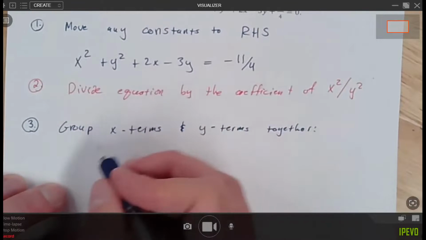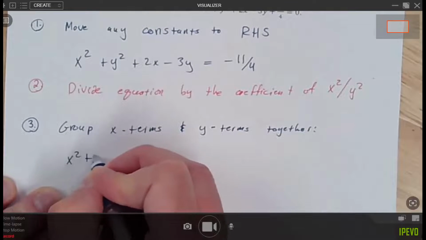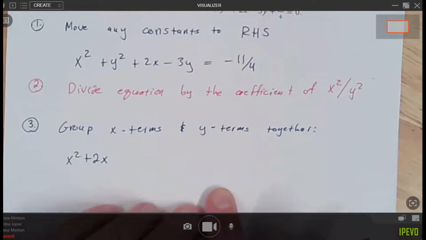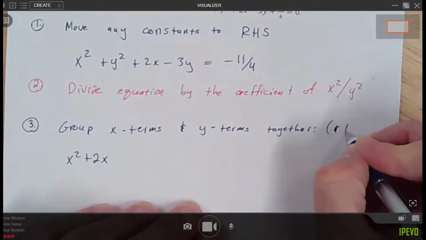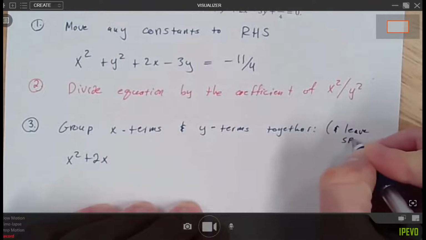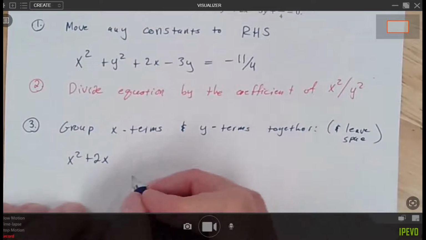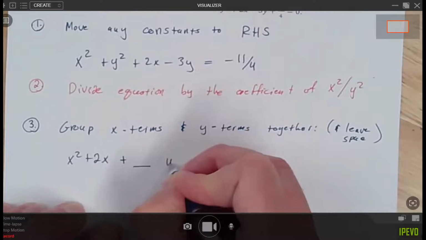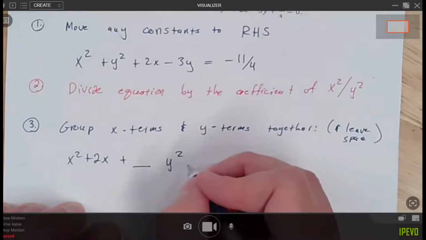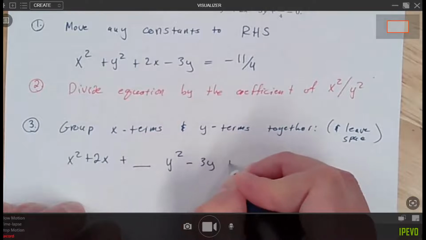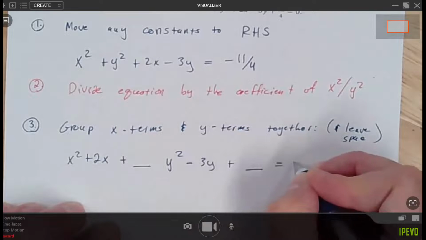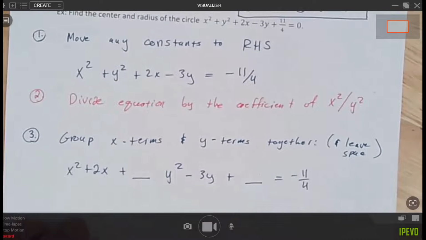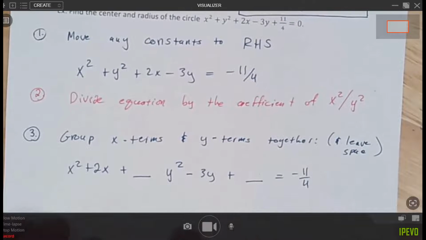So I want to rewrite this equation as x squared plus 2x, and honestly, you want to leave yourself some space after the 2x. So x squared plus 2x, I'm even writing a plus blank, and a y squared, what have I got? Minus 3y plus blank. It's going to equal negative 11 fourths. So the blanks are where I'm going to fill in the completed square.